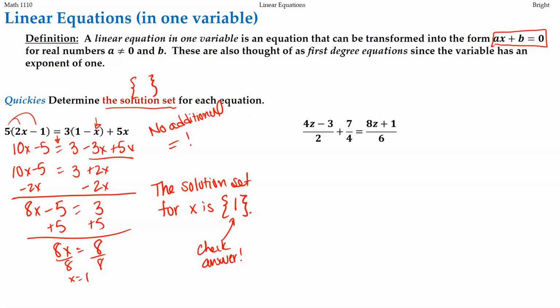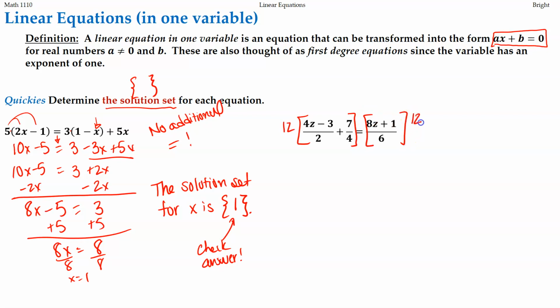Now there's many different ways of doing this. You could find a common denominator, and again, when you're adding and subtracting, that's when you need a common denominator. You could do that. I am actually going to multiply by the least common multiple. So if I think about 2, 4, and 6, I'm trying to think of the multiples that they have in common, and 12 is going to be the first one that I encounter. So what I'm going to do is multiply both sides of the equation by 12.